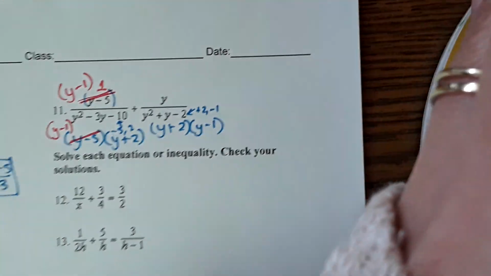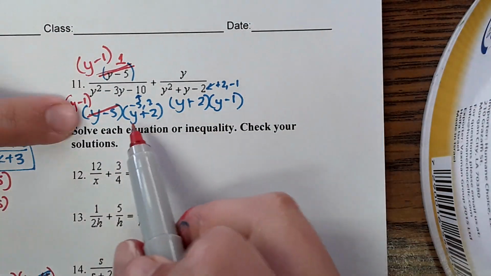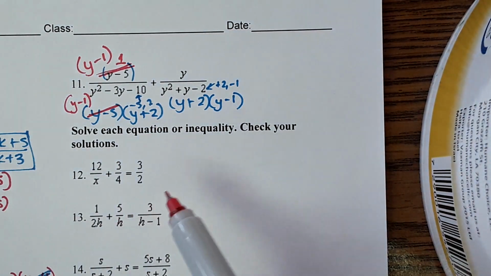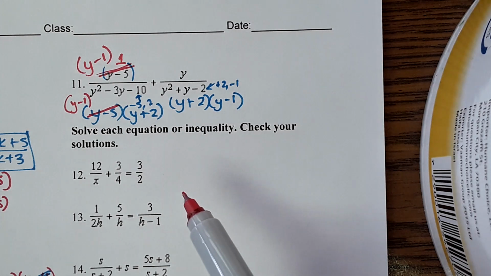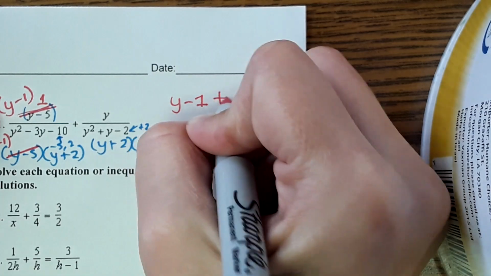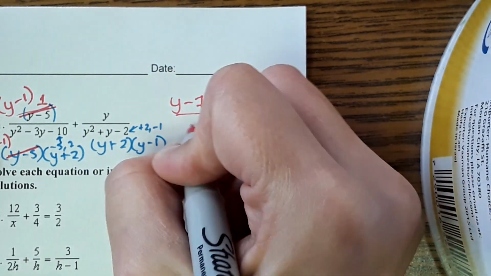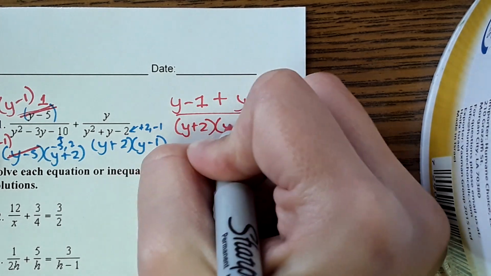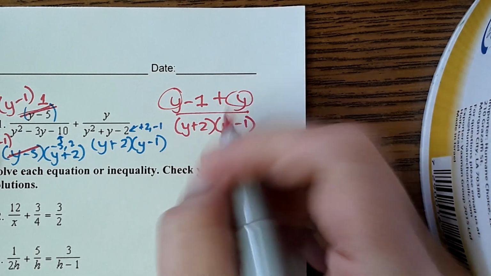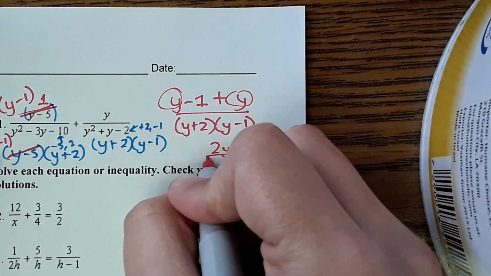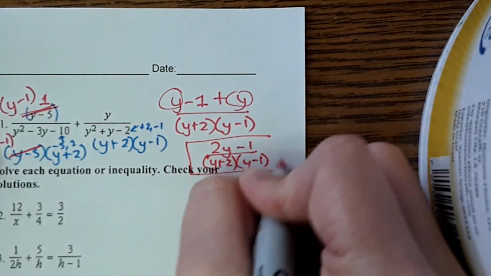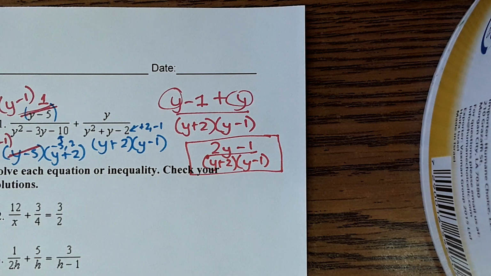Oh, sorry, didn't realize it was too zoomed in. Okay, so to make the denominators match, put a y minus 1 here, and whatever you do to the bottom, you do to the top. Okay, now I'm going to write it all out. So we have a y minus 1 on top, plus this y over y plus 2, y minus 1. We can combine these like terms to get 2y minus 1 over y plus 2, y minus 1. And we're done.